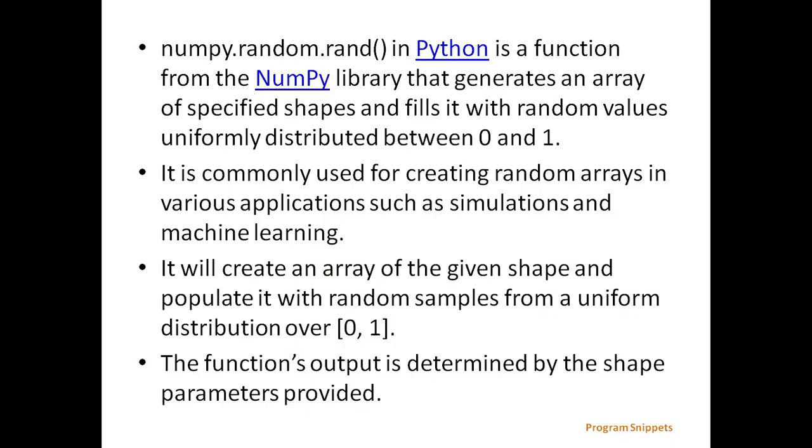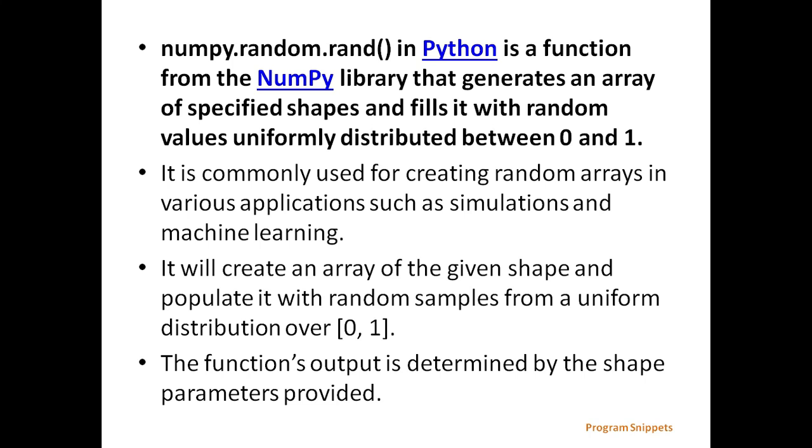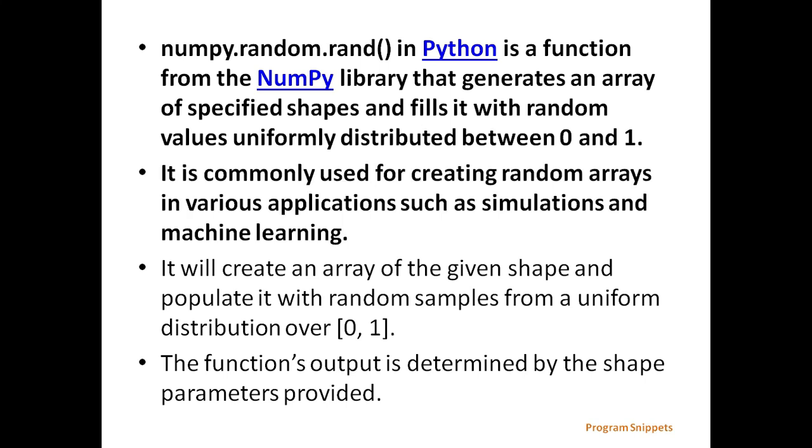Here we will see the rand function in numpy. The numpy rand function is a function from the numpy library that generates an array of specified shape and fills it with random values that are uniformly distributed between 0 and 1. It is commonly used for creating random arrays in various applications such as simulations and machine learning.